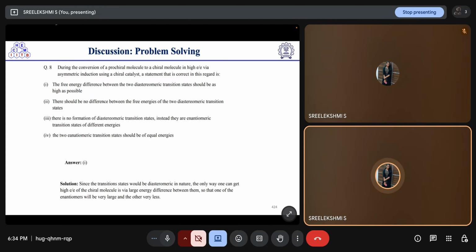So here the correct answer is answer 1. Since the transition states would be diastereomeric in nature, the only way one can get high enantiomeric excess is via a large energy difference between the two diastereomeric transition states, so that one of the enantiomers will be very large and the other one will be very small.